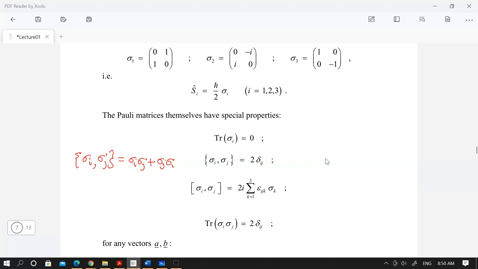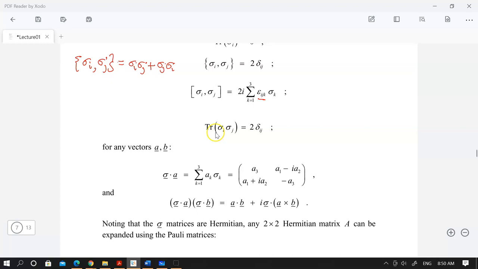So it has a very nice simplified form. For the commutator, it obeys the same relation as your spin operator, so you have the Levi-Civita symbol here. Of course, there will be a factor of 2 because your spin operator has h bar over 2. And then if you take the trace of the product of your sigmas, it will give you 2 delta ij. The product of two Pauli matrices gives you this Kronecker delta times 2.